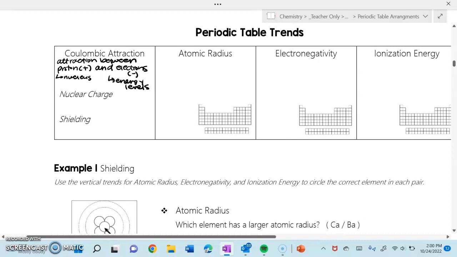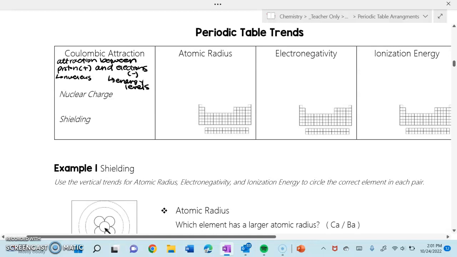The two factors that affect the force of attraction are the number of protons that are in the nucleus, that will cause a stronger force, and the distance apart between the nucleus and the electrons. The farther apart, the weaker the force. We call these two attributes of distance and number of protons nuclear charge and shielding. So nuclear charge is referring to the number of protons that are being added in the same energy level.